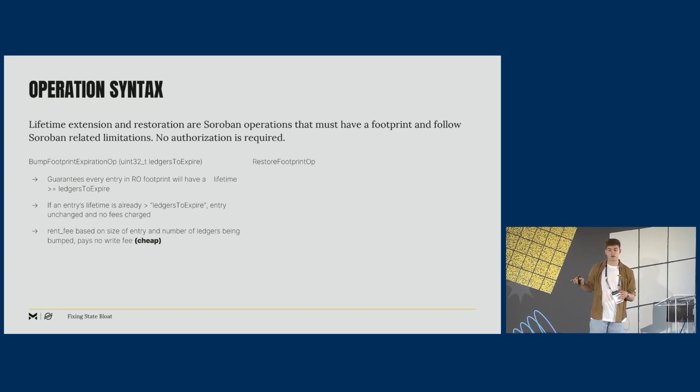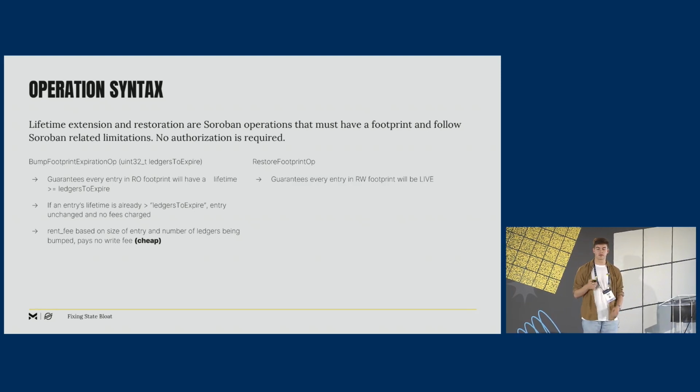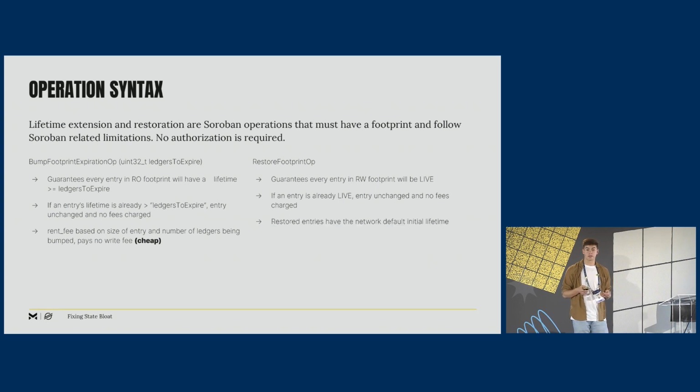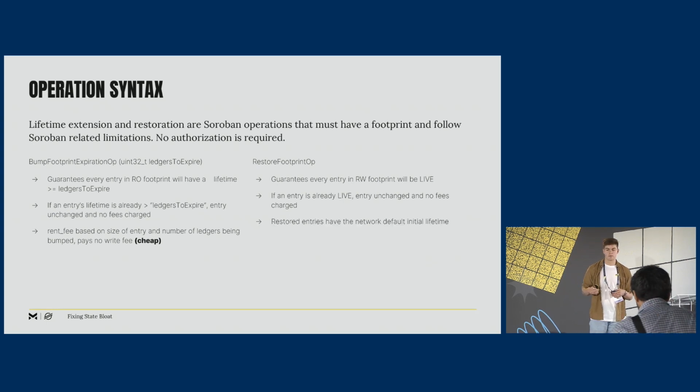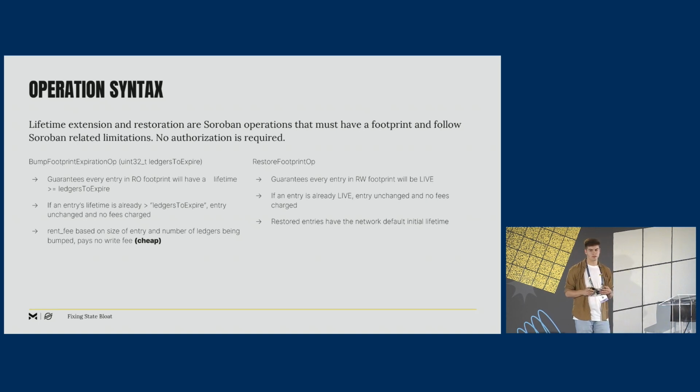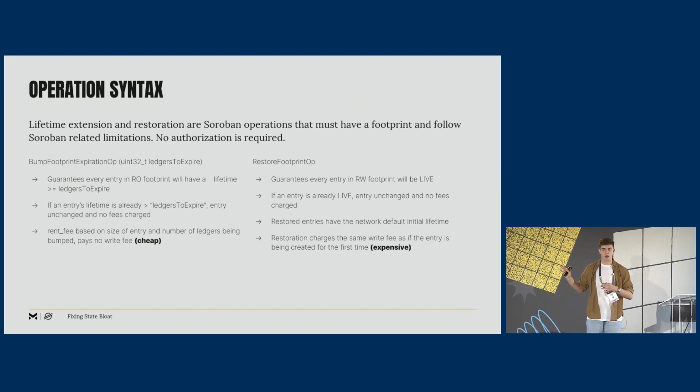Next, we have our restore operation, or the restore footprint op. What this will do is iterate through every entry in the read-write set, and if that entry is expired, it will restore that operation and make it live. Similarly, if a key in that set is already live, it's just skipped, it remains unchanged, no fees charged. Like I mentioned in the demo earlier, whenever you restore an entry, its lifetime is again default initialized to that network limit. But unlike the bump expiration footprint op, this operation is significantly more expensive when it comes to fees.